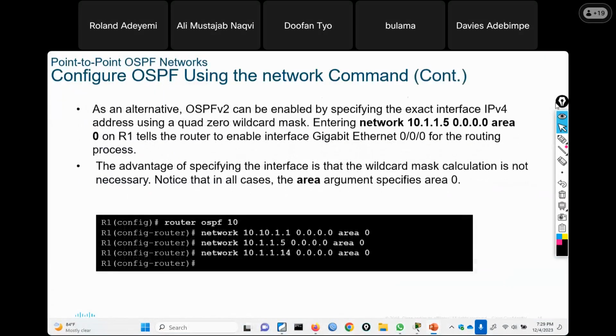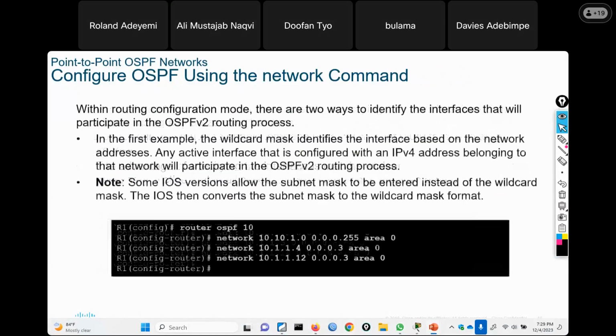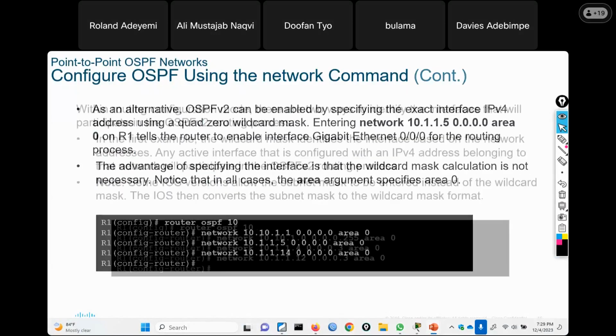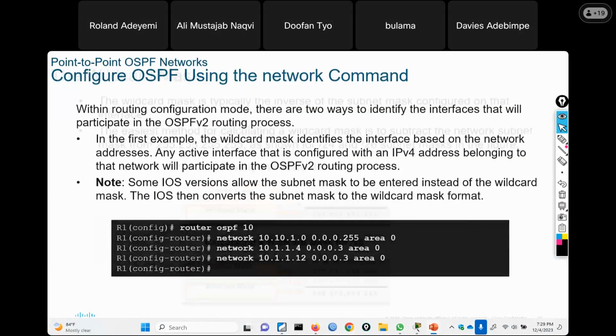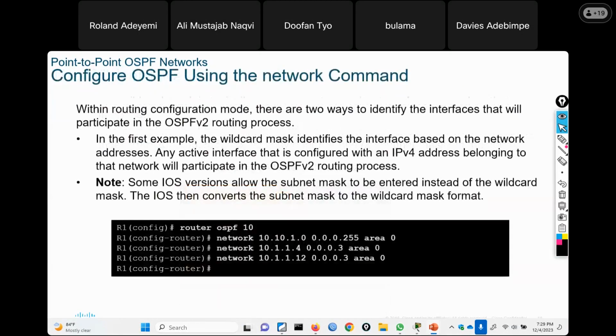Okay, so we don't have much to talk about there. So don't bother using it, except it is explicitly specified that you should use the wildcard mask. Then you can decide to use the wildcard mask. That is one. That's that about wildcard mask.